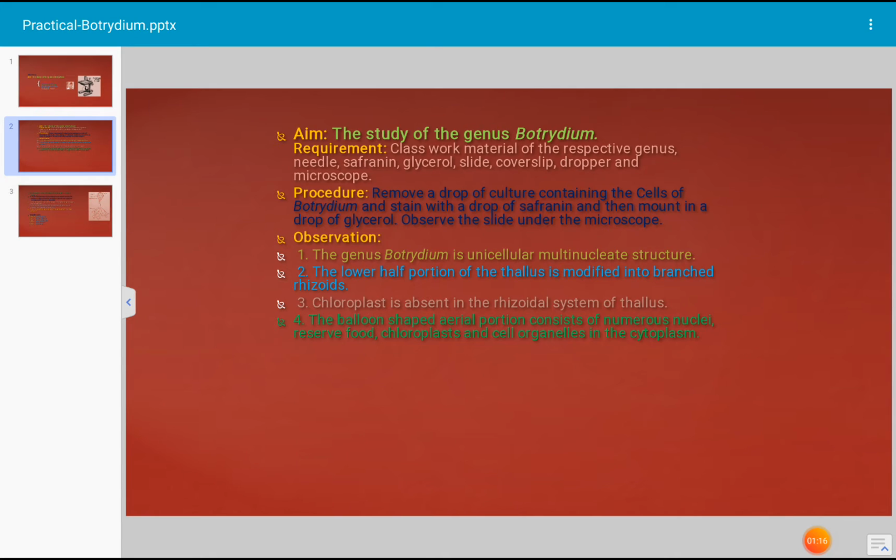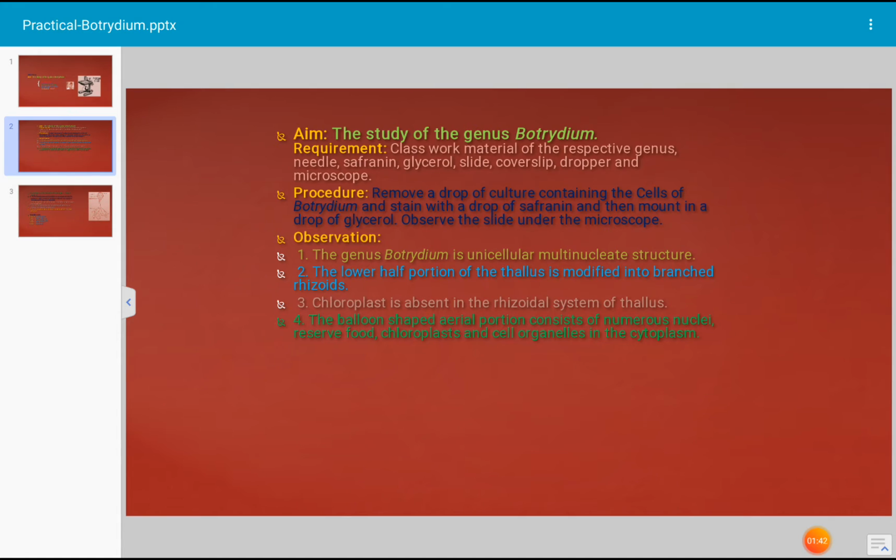Cover up the material with a cover slip and then observe this slide under the microscope. This is a temporary preparation of a Botrydium slide. After preparation, you have to observe it under the microscope. Let us discuss what you have to see. Observation: the genus Botrydium is a unicellular alga.